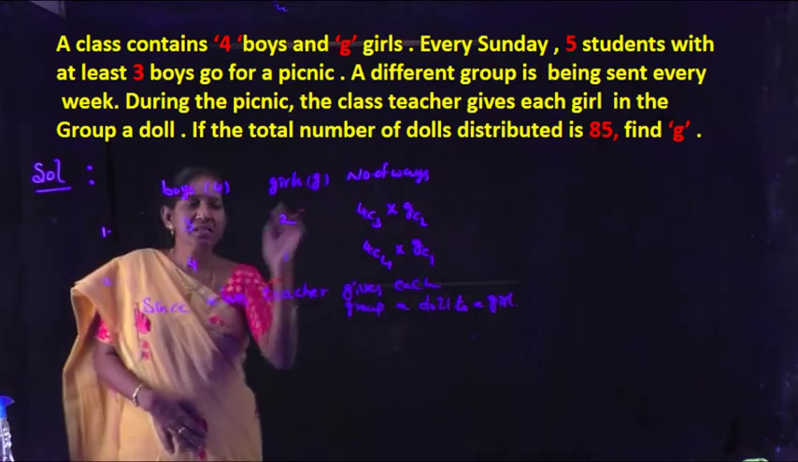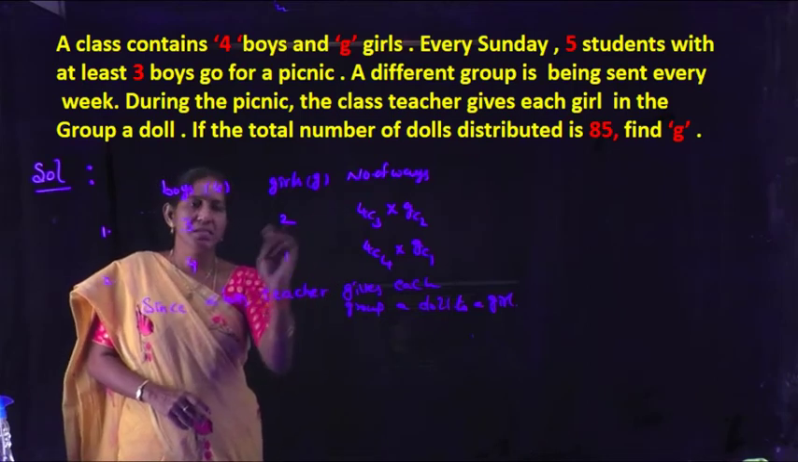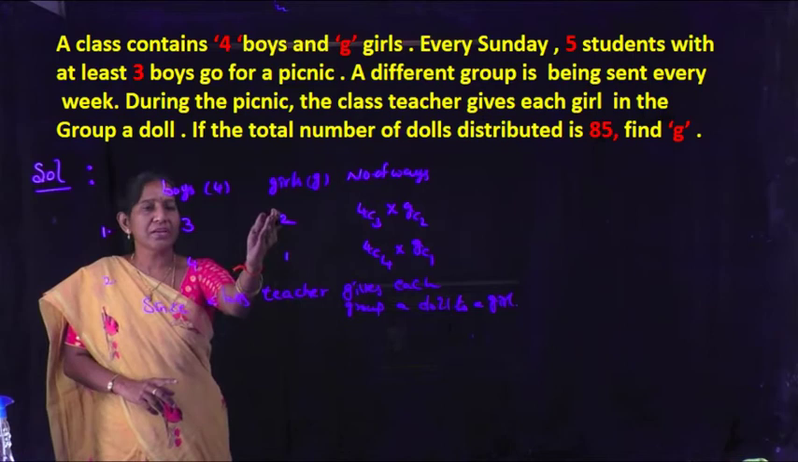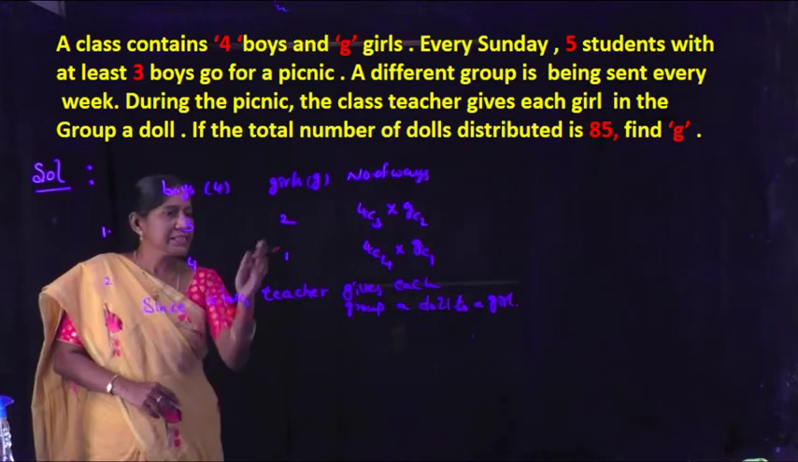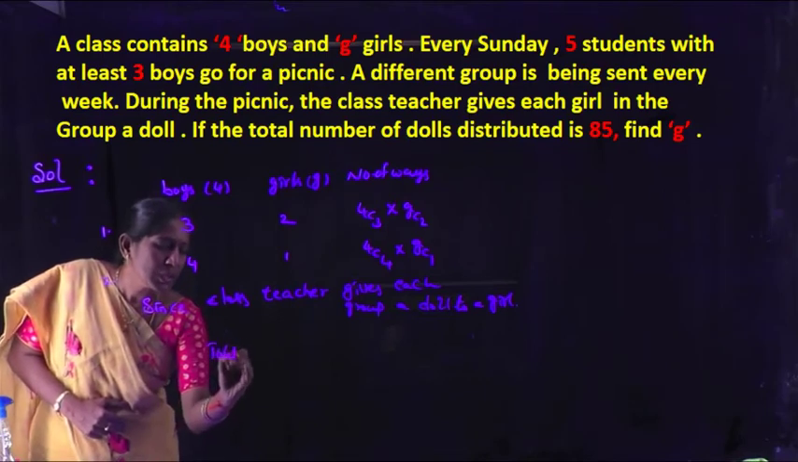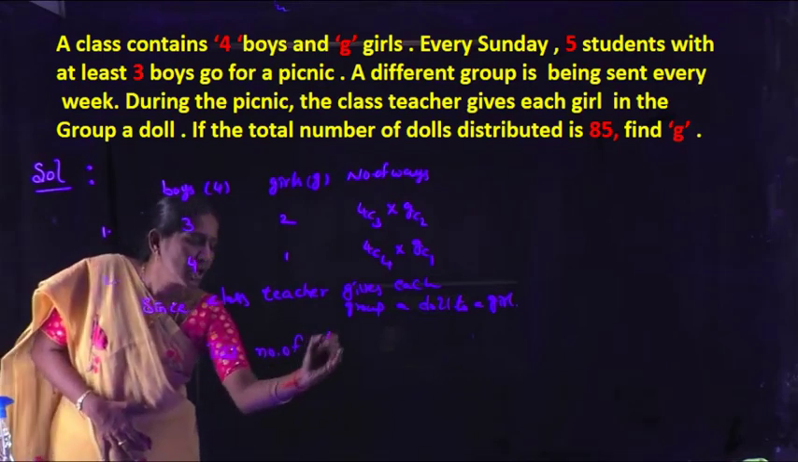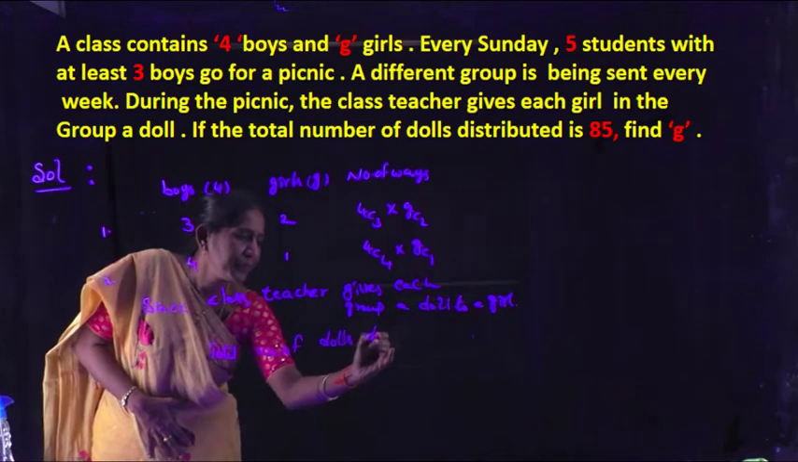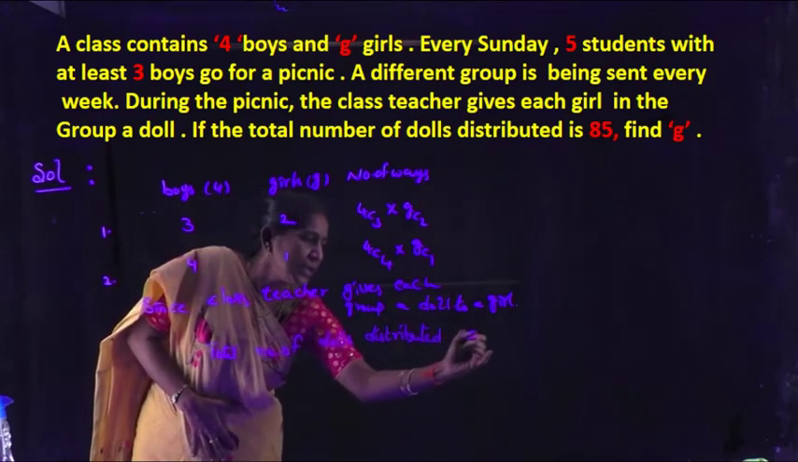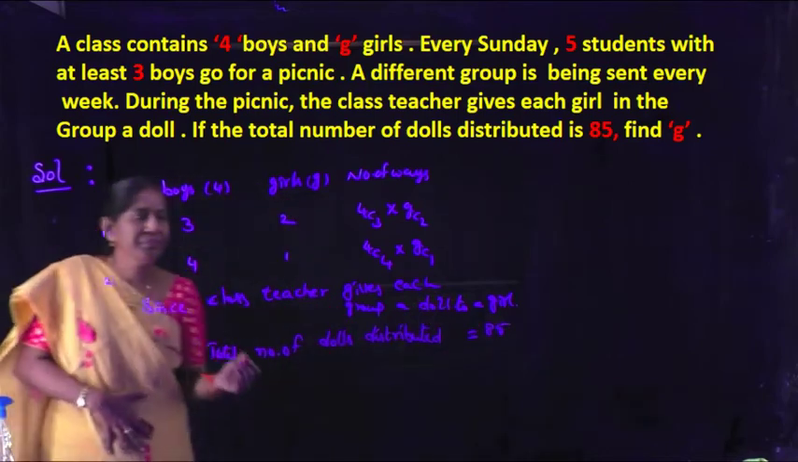In this first case, there are 2 girls, so 2 dolls go for these 2 girls. And in the second case, only 1 girl is there. Given the total number of dolls distributed, total number of dolls distributed is 8C5.